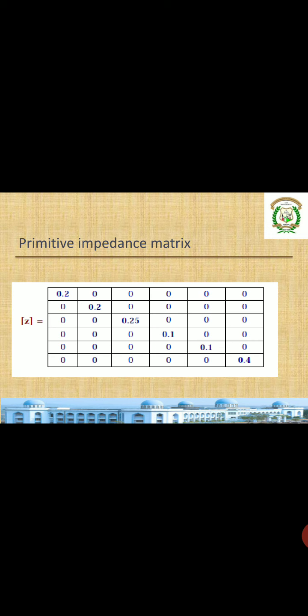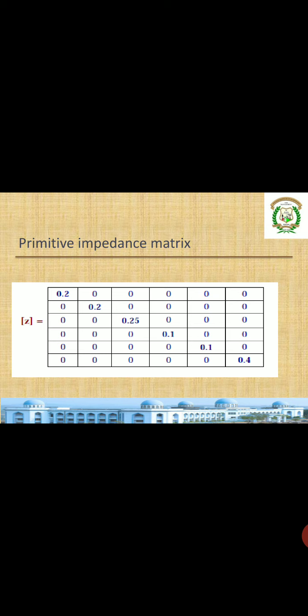In the problem previously they gave the values Z1 to Z6. We know there are 6 elements, so as I told you, 6 cross 6 is the matrix form: 6 in the row side, 6 in the column. Only self impedances are given, so all the values are diagonal only. Z1 is 0.2, Z2 is 0.2, Z3 is 0.25, Z4 is 0.1, Z5 is 0.1, and Z6 is 0.4. There is no mutual value, so we put 0 there.